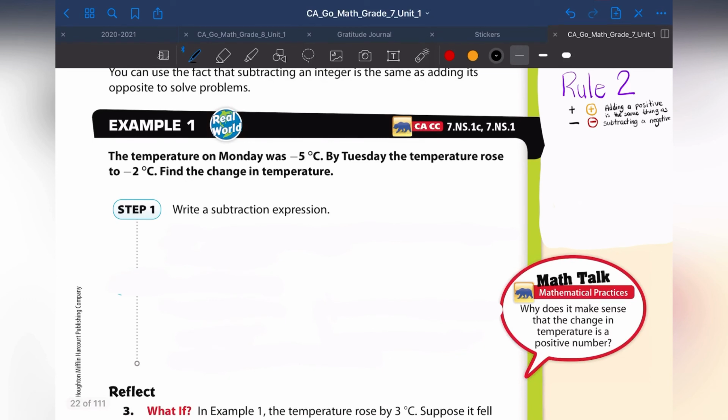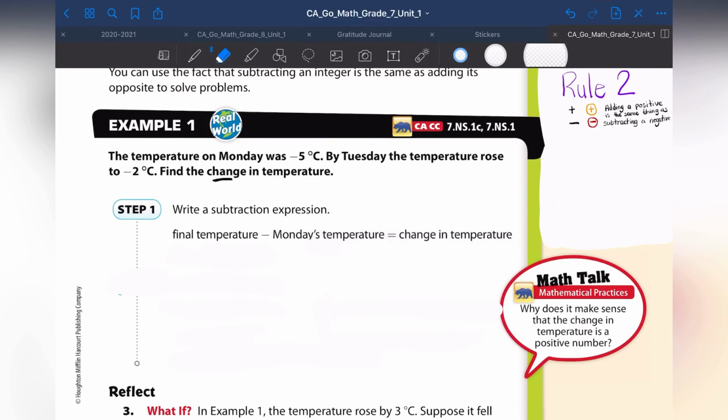Alright, so now we have the scenario that says the temperature on Monday was -5 degrees Celsius. By Tuesday, the temperature rose to -2 degrees Celsius. Find the change in temperature. Whenever we find the change, we are finding the difference. So final temperature minus Monday's temperature gives us the change. So -2 was the final temperature minus the one on Monday. That's the equation.